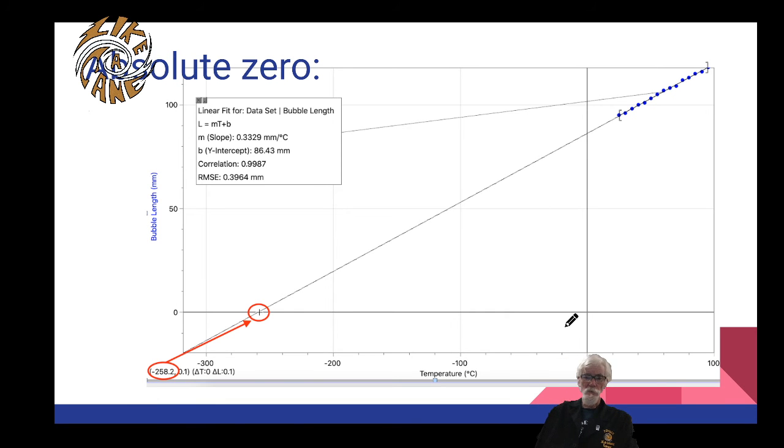In this graph, what we've done is taken our graph and we just stretched it out. You can see that the points are still up in the upper right-hand corner from our experiment, but now we've just extended that best fit line down to where the volume is 0. And you can see that it's much less than 250 degrees Celsius. It's 258 degrees below 0.